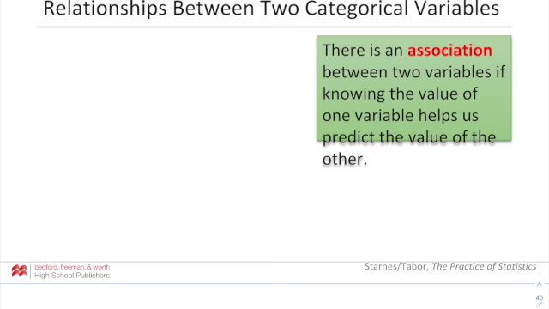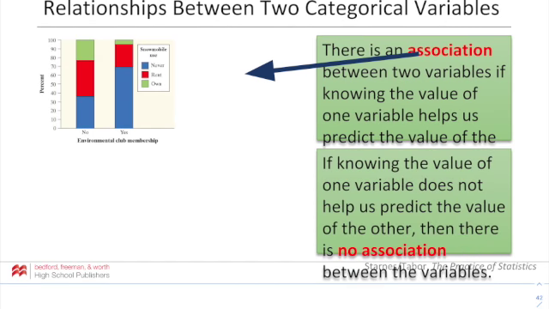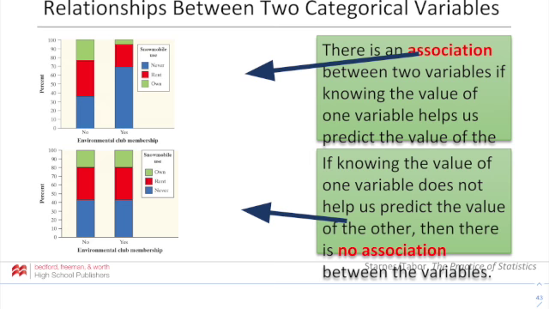So there is an association between two variables if knowing the value of one variable helps us predict the value of the other. So here we have the distribution of the snowmobile use, and we see that there is an association on this first graph. Let me go ahead and pull up the other one. This second graph here was just made up. You see how all the areas are about the same? This means there really is no association.